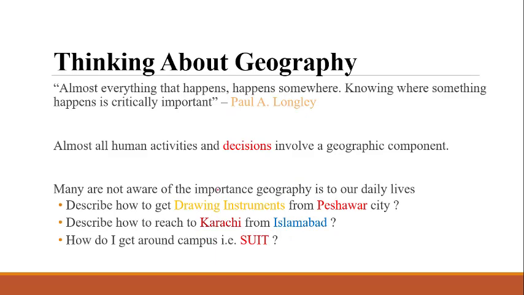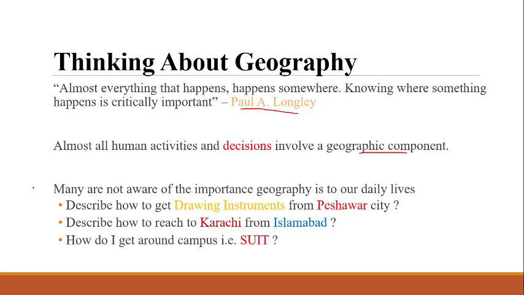Thinking about geography, Paul Langley says that almost everything happens somewhere. Whatever and whenever something occurs, it will occur at some point, somewhere. Almost all human activities occur and decisions involve geographic components. Geographic components, as I have discussed, are latitude and longitude. Many are not aware of how important geography is to our daily lives.